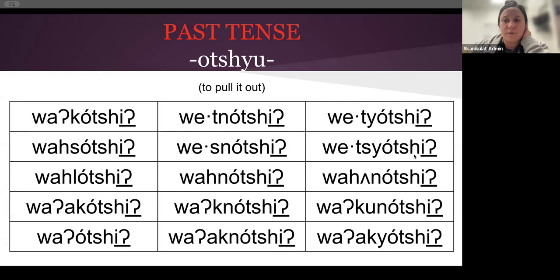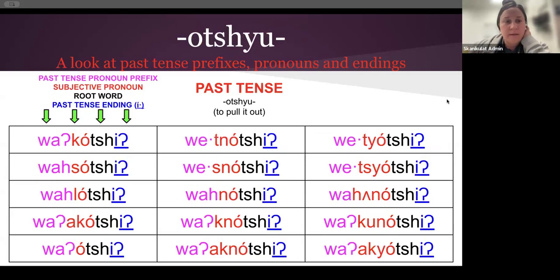So let's go through the prefixes, the pronouns, the root, and then the ending. You can see the different color coding on the screen here. In the pink, this is the past tense prefix. The red is the subjective pronoun. The black is the root word. Remember, that's combined with the O. And well, what happened to the YU? Sometimes it changes to an I, and that's why we have the I as the ending.